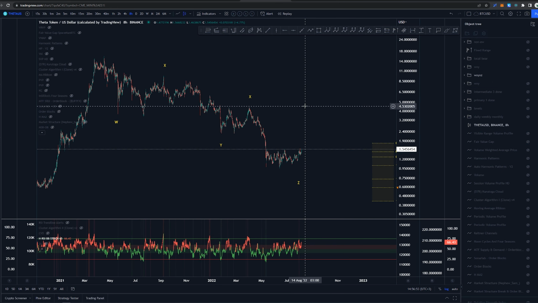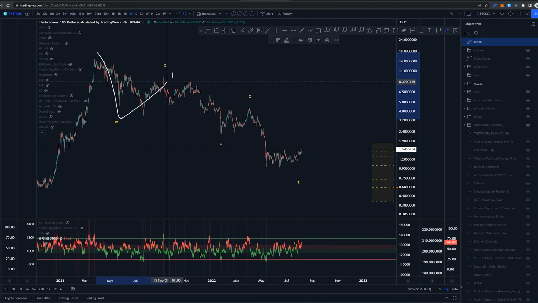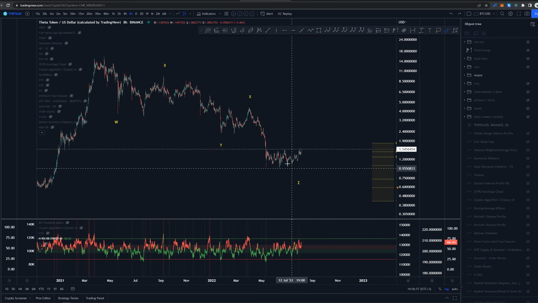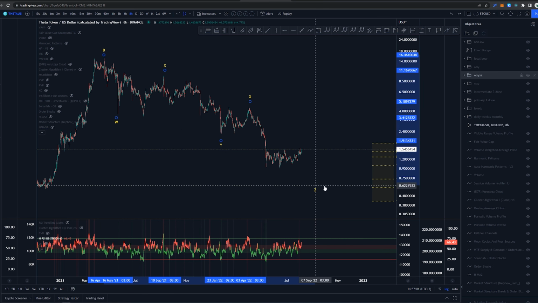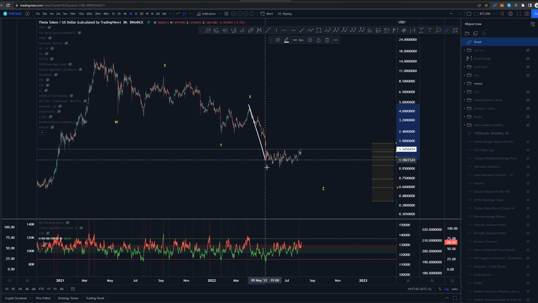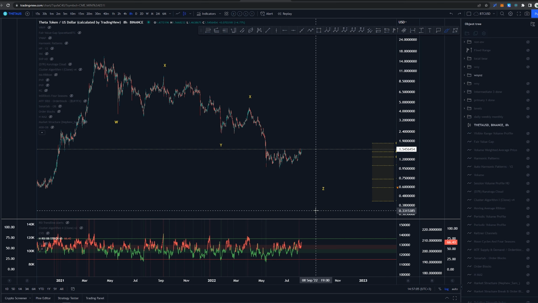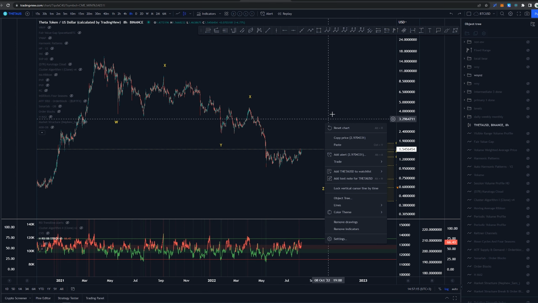I had shown you this before where we had this as possible WXY, XZ. I can't really get a good looking structure over here, so if this is going to be coming true, I would still expect this to do something like this first. Also this WXY, XZ is a very rare pattern, so I wouldn't really be counting on this one either.